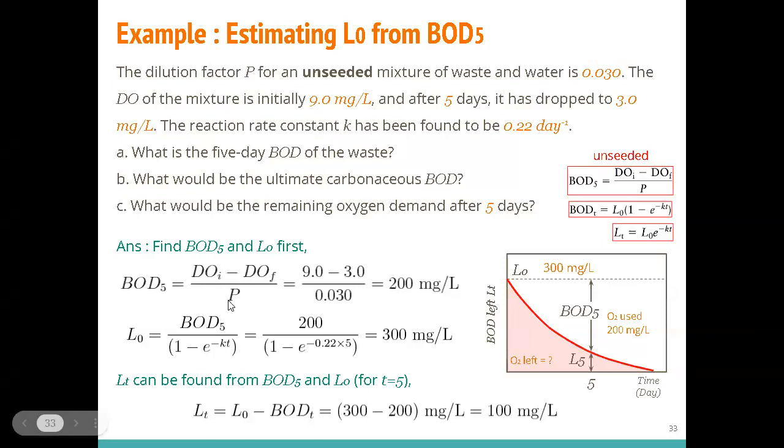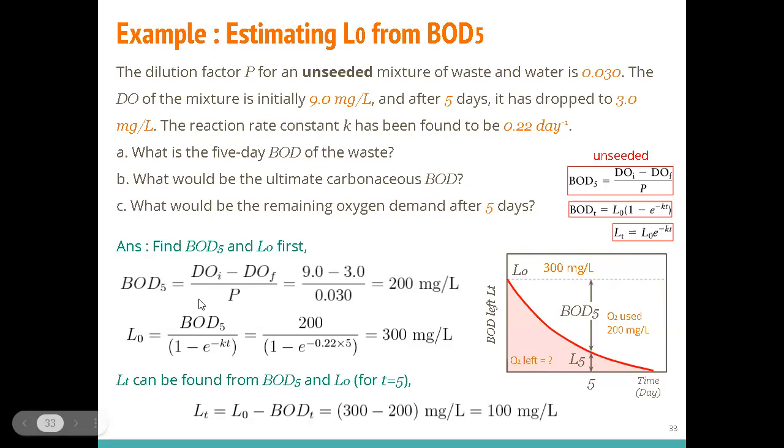So substitute that into the equation. And the DO, dissolved oxygen, of the mixture is initially 9. So putting that into your equation. After 5 days, it dropped to 3. So it's a very simple calculation in here. BOD5 is going to be 200. Okay, what about the rest of it? If you can calculate this L5, then you can calculate L0, right? Just add them together.